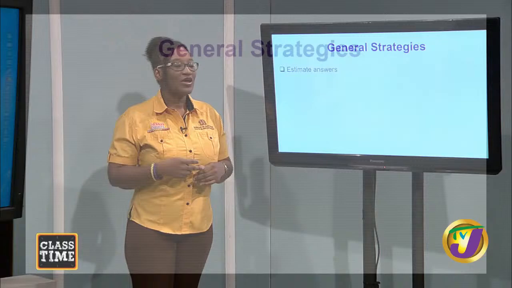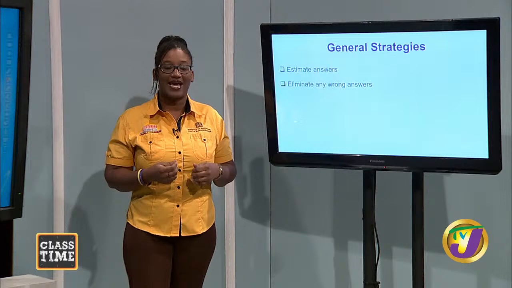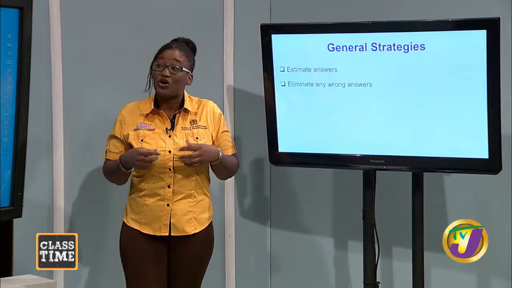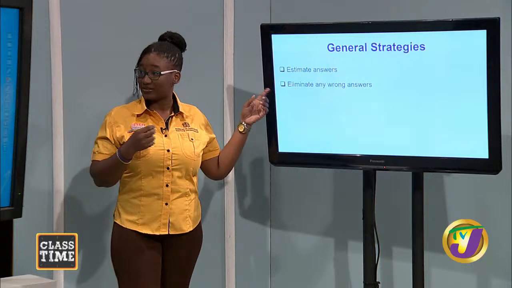We also encourage our students to estimate the answers. What we mean by that is, when you read a question, think about what the question is asking and develop in your mind an idea of what the correct answer may look like. So is it a large number? Is it a small number? Is it something with a variable? And you could even break it down a little bit more detailed than that in your estimate. Having estimated the answers, what that does for you is that it helps you to eliminate any wrong answer. So that transitions us into the next point.